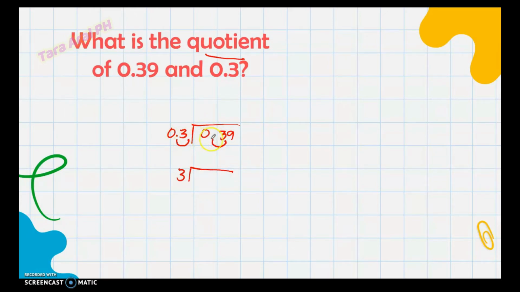So from 0.39, our new value is 3.9. Then we can now divide. Don't forget to put the decimal point above the decimal point of the dividend. So we have 3, 0, and bring down 9. 9 divided by 3 is 3. Then 9, no more remainder, then our answer is 1.3.